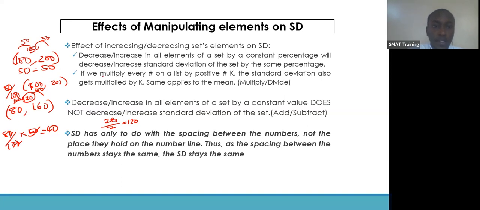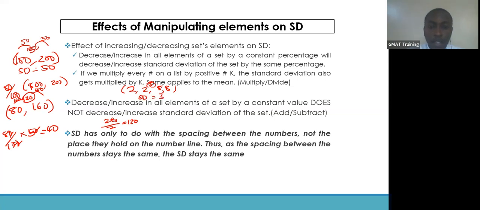If you multiply every number on a list by a positive value k, the standard deviation also gets multiplied by that value k. Same applies to the mean. And for this particular example, I'd like to use the set 2, 2, 2, 2, and 8, 8, 8, 8. These are the set. All right, with that being known, let's multiply these. We know that the mean is 5, therefore the distance is 3, and the standard deviation should be 3.